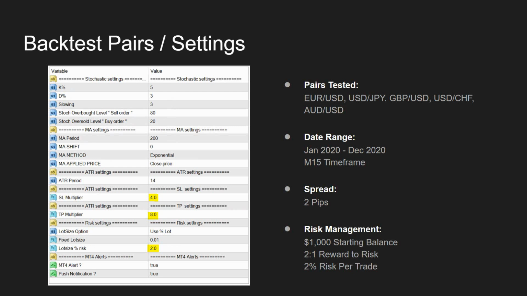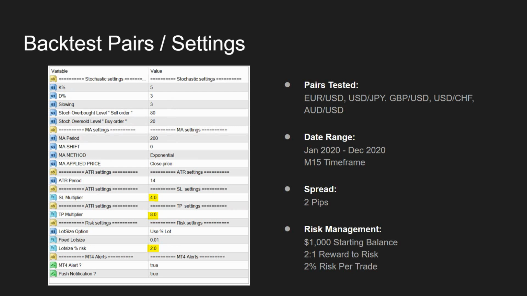Spread is 2 pips. I've been fairly generous there. Most brokers now are under, especially for the likes of Euro USD, JPY, they have really tight spreads under 1 pip. But again, I just wanted to test the limits of this particular EA. And then in terms of risk management, we're starting with $1,000, and we're going for a 2-to-1 reward to risk.